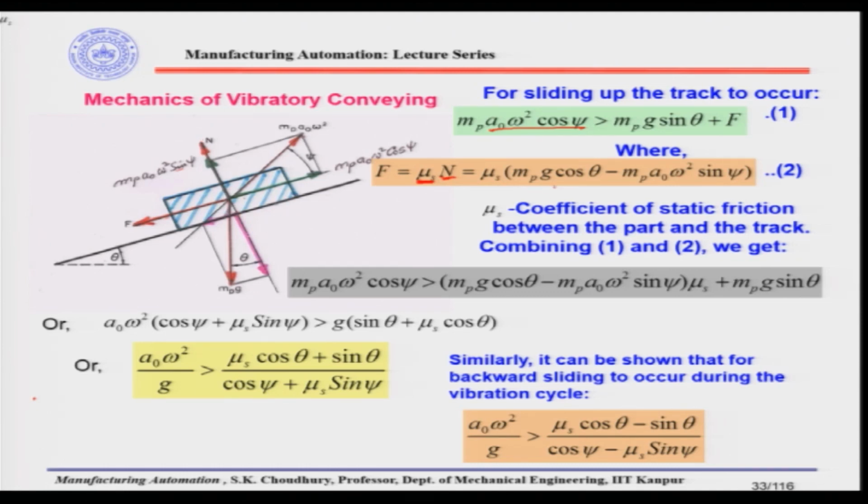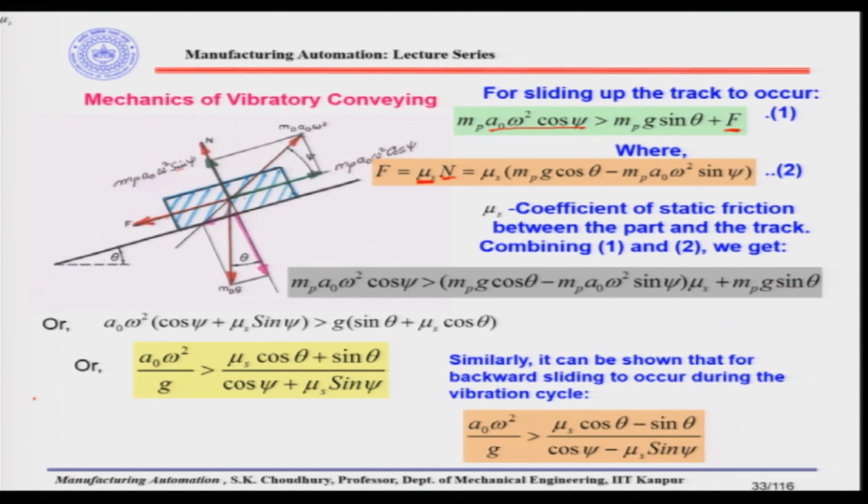So, we are putting this value here, mu s into N, this will give you F, which is the friction force. That means if you put the value of F in equation 2, you will get the equation m A0 omega square cos psi, which has to be more than the m you are taking, and putting the value of F, you are getting this equation.